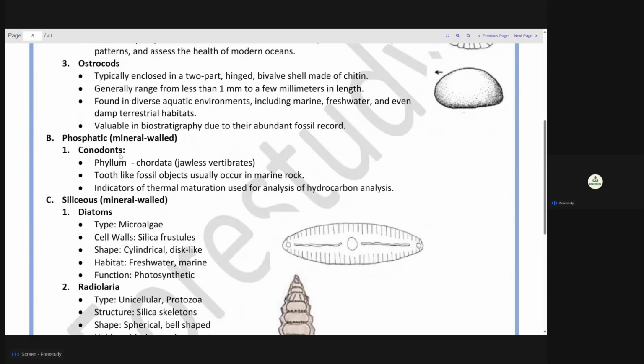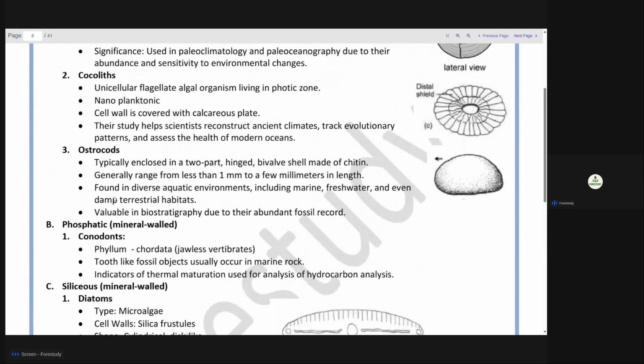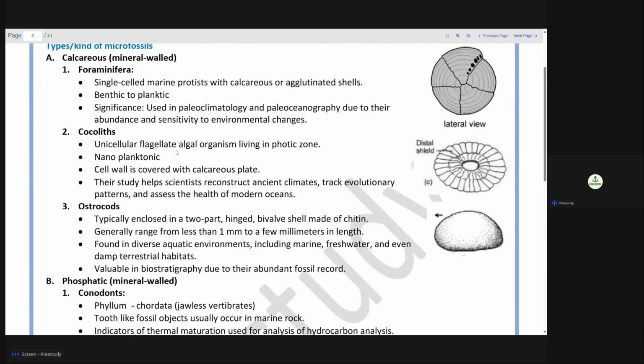Then come the siliceous mineral walls. So now the outer covering will be siliceous in nature, silica rich. Okay, the first one is diatoms, again very important. The type is microalgae. So diatom is an algae. Remember, diatom is an algae. Also, coccoliths are also algae.